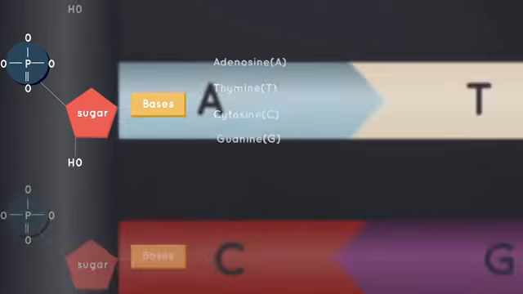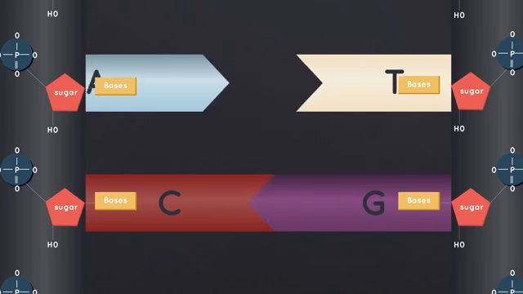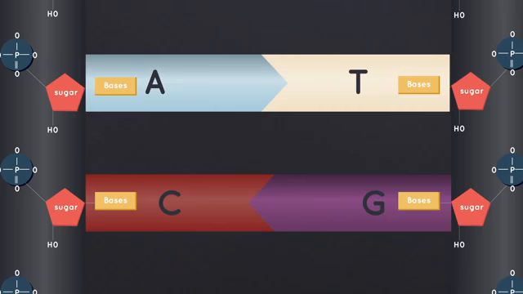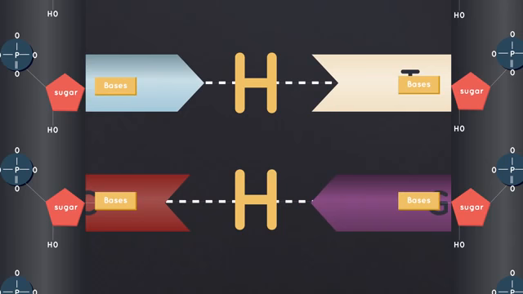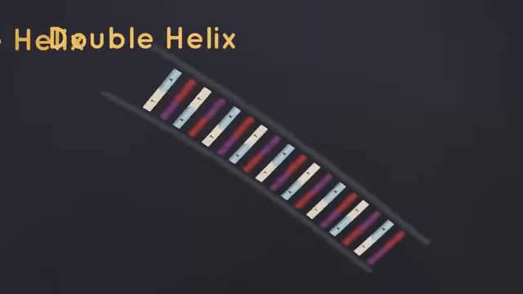But just remember A, T, C, and G. And it is best to remember in this order: A, T, C, G. Because A and T bases pair up, and C and G bases pair up. The bases pair up forming hydrogen bonds, and the DNA forms a twisted shape that is known as a double helix.